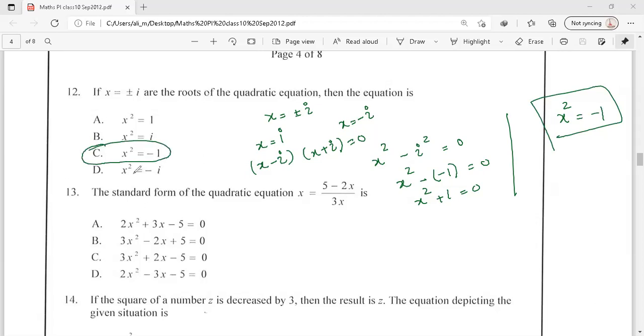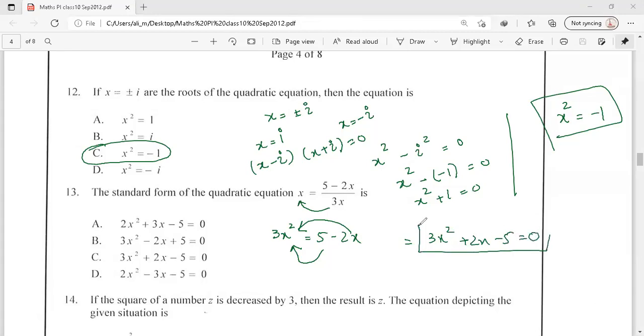In question number 13, we have to represent this quadratic equation in its standard form. So 3x will be multiplied on the left side of the equation: 3x square is equal to 5 minus 2x. Then we bring these two terms to the left hand side. So it will become 3x square plus 2x minus 5 equals 0. So this is the standard form of our quadratic equation, 3x square plus 2x minus 5 equals 0. Option C is the right answer.